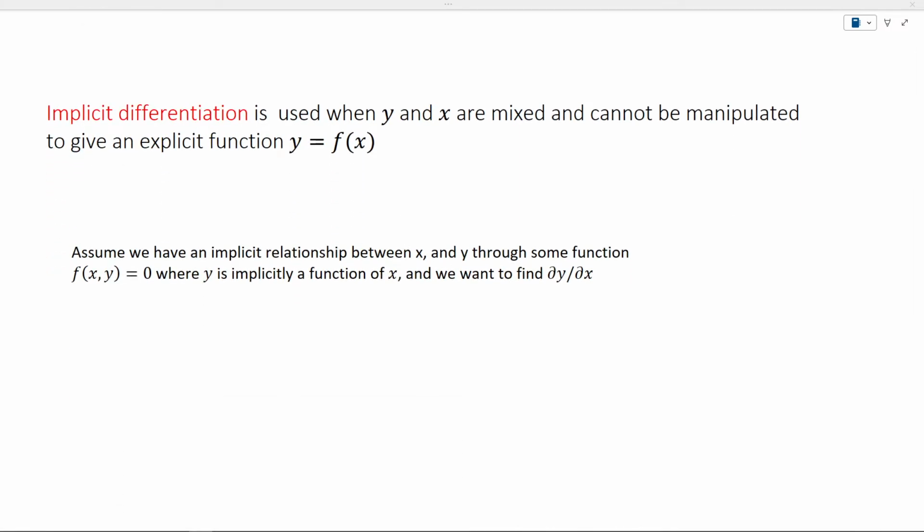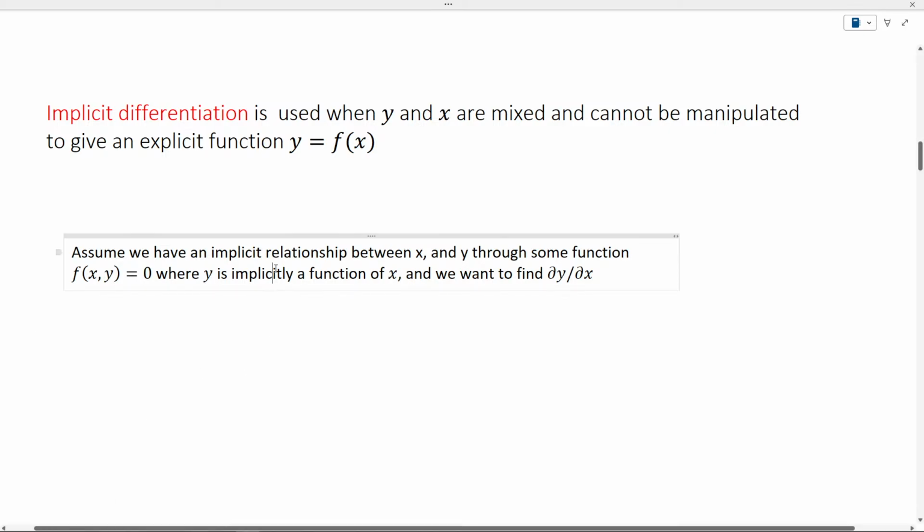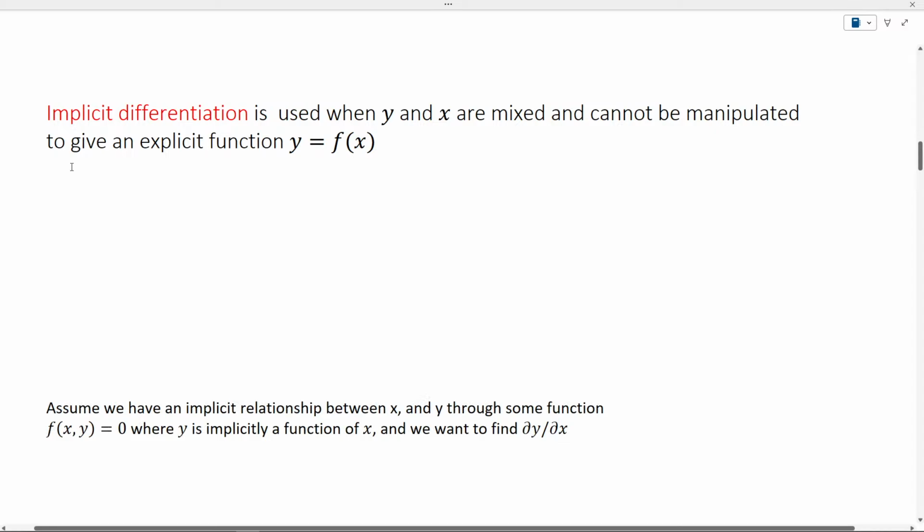Implicit differentiation is used when y and x are mixed and cannot be manipulated to give an explicit function, like I cannot manipulate it to give y as a function of x. Let me show you an example of what I'm saying.